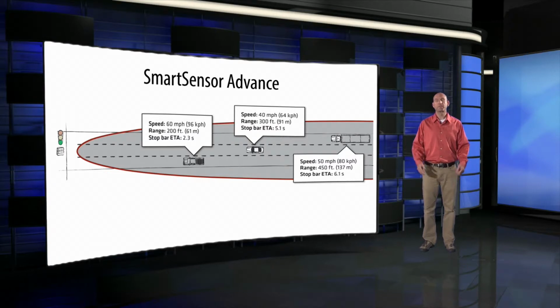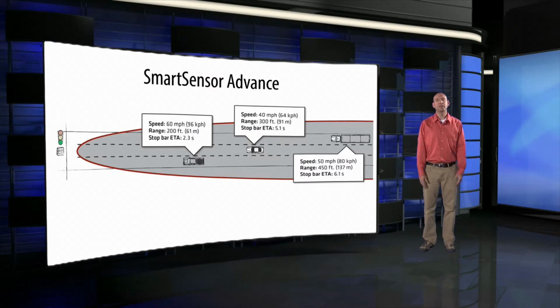So the way this works is that as the sensor measures the distance to a vehicle, it can track that changing distance and then generate a speed measurement for that vehicle. Given the distance of that vehicle or the location of that vehicle and its speed, it then can easily calculate the estimated time of arrival at the stop bar for that vehicle.